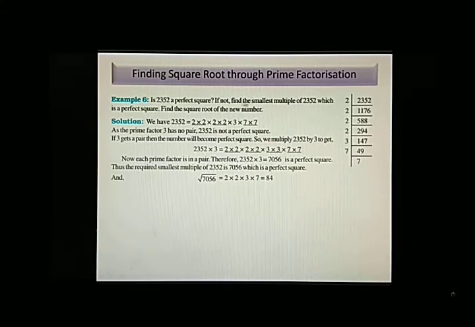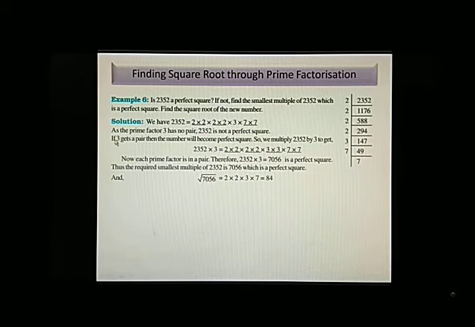So then what we have to do is, if not, find the smallest multiple of this which is a perfect square. We have to now find out the smallest multiple. Then we have to find out the square root. We have to make it a perfect square, and then we have to find out the square root of that number. So how to do that? First of all, we have to find out the prime factors of this. And then we'll start the pairing. So you can see here, only 3 is not paired, all the other factors are paired. So definitely this is not a perfect square.